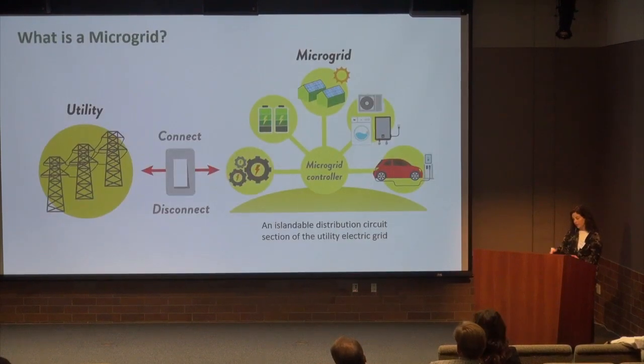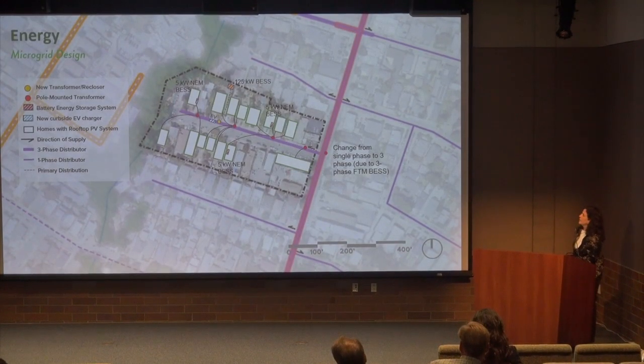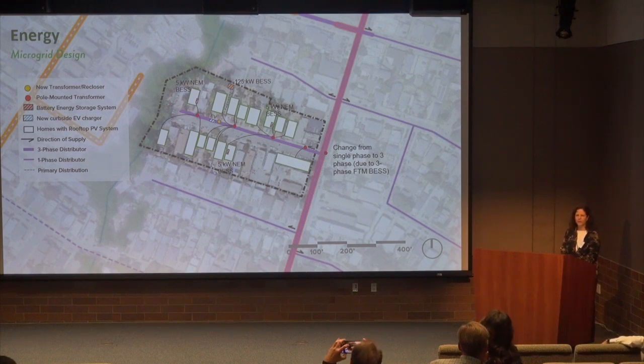So a microgrid, we're talking about an islandable distribution circuit. So we basically have a connection to the utility most of the time, but when there's a power outage, being able to flip the switch and have this be an islanded circuit, with both storage and a battery. So here's the layout of the block. One of the reasons we chose this block is that it had a capacity constrained substation, so it was 4 kV as opposed to 12 kV, and single phase as opposed to 3-phase. And so this is the layout.